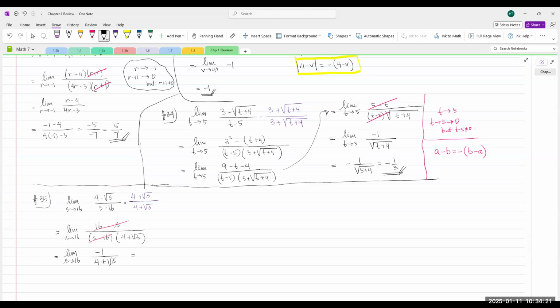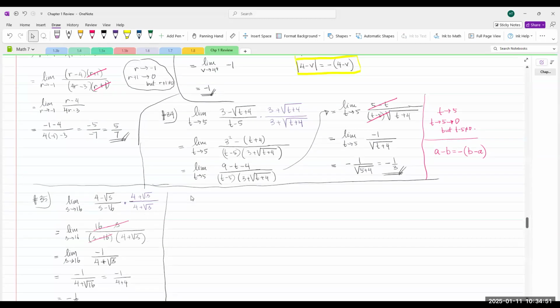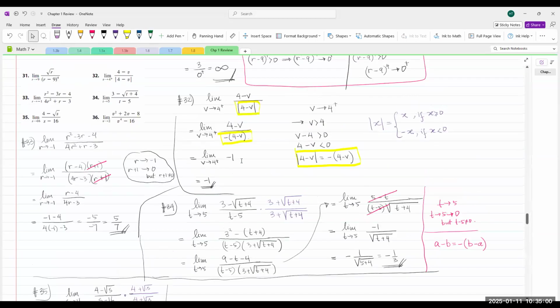Now I can plug that in already. -1 over 4 plus square root of 16. That's -1 over 4 plus 4, which is -1/8. You know what? Let me move this. Okay, that's for number 35. I think number 35 and 34 are basically the same idea, even though number 35, I think, is easier.